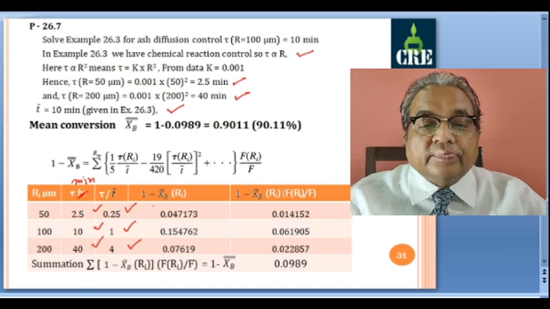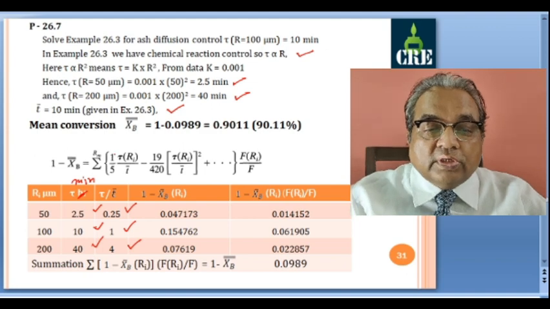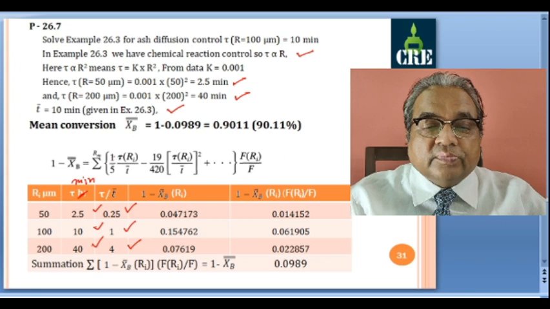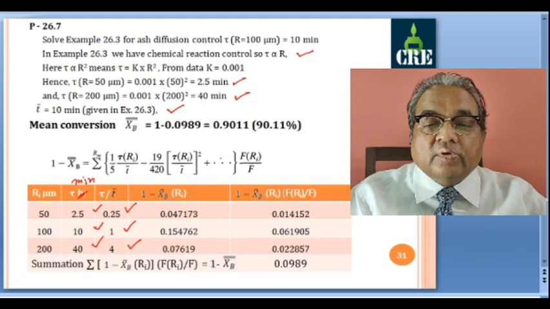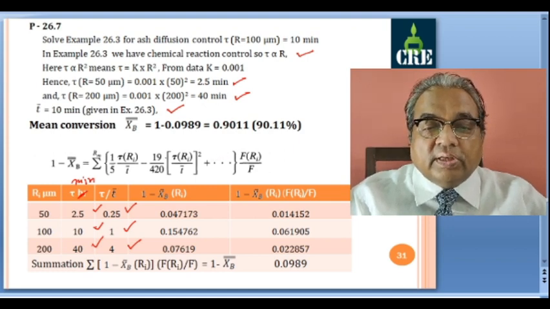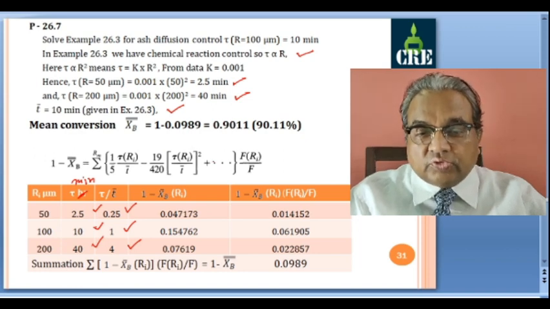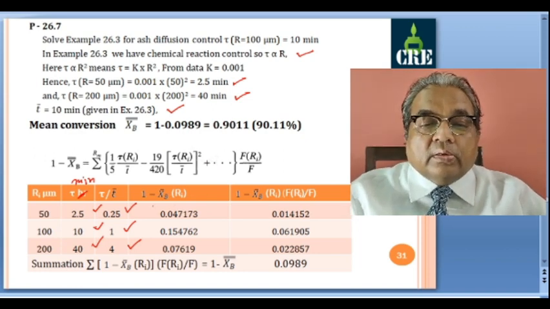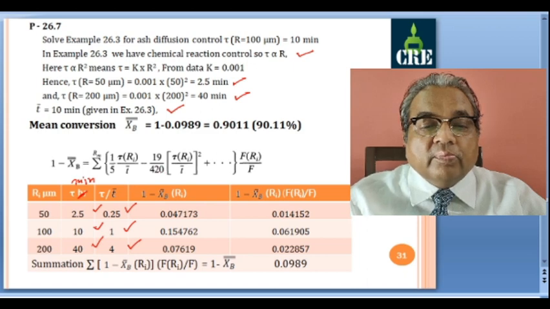Now we will calculate 1 minus XB bar Ri. For ash layer diffusion control, your equation changes, so the constants will change. So it is 1 by 5 tau by T bar minus 19 by 420 tau by T bar. You can take the third term also, but that contribution we are considering negligible, and we will solve it for the first two. You can take the third term also for more accurate results. So what will we get for each size? 1 minus XB bar of Ri I will get by these calculations.